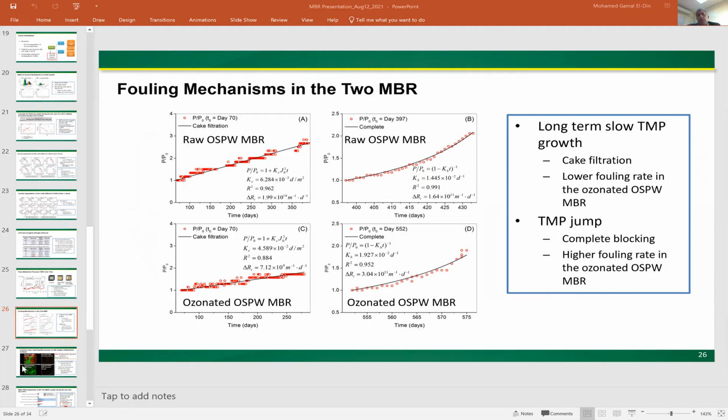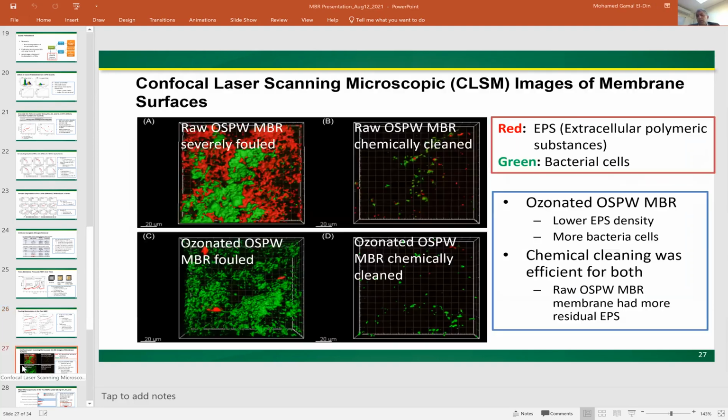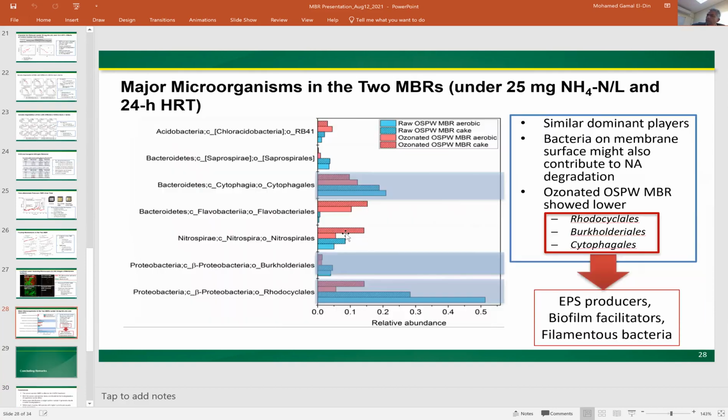And this is a picture of SEM images to show you the different fouling that we experienced. The red means EPS, extracellular polymeric substances. Green means bacterial cells. And this is showing you the SEM of the surface of the membranes. Regarding the major microorganisms in the systems, these were the ones shown here in the red box. Basically, we had EPS producers, biofilm facilitators, and filamentous bacteria.